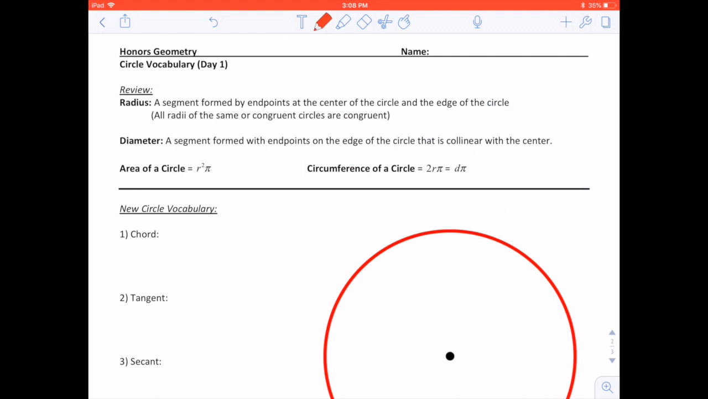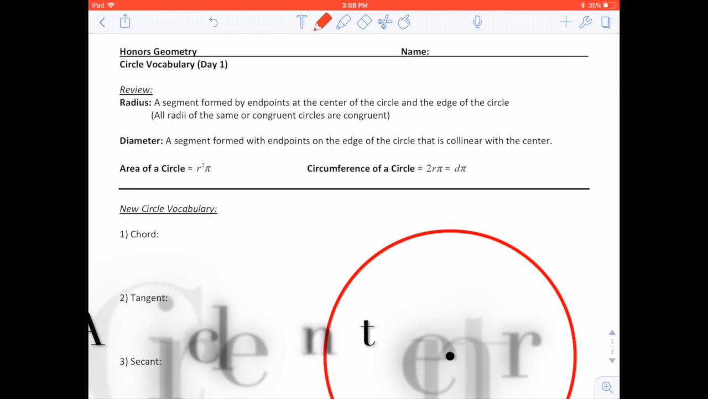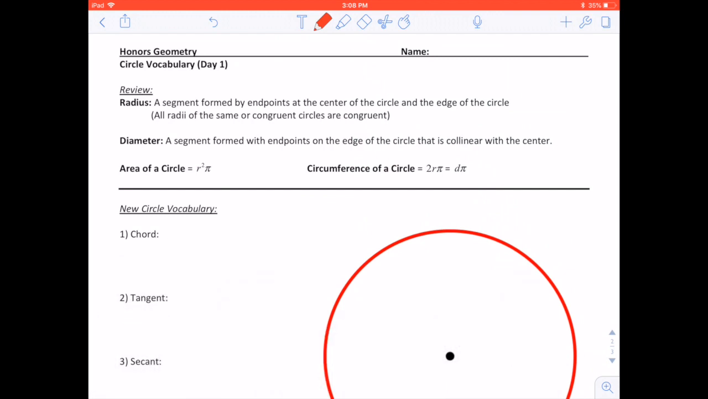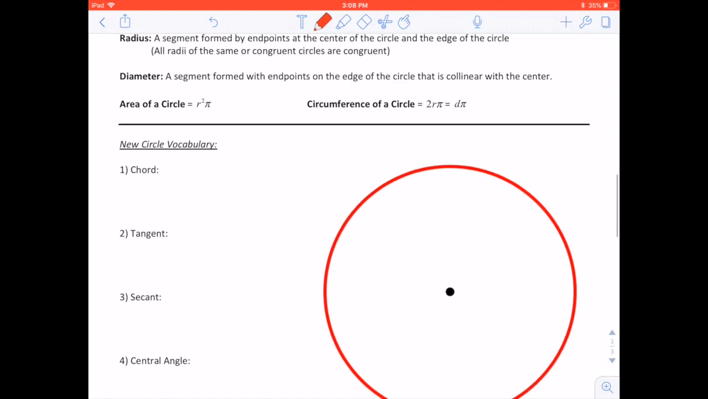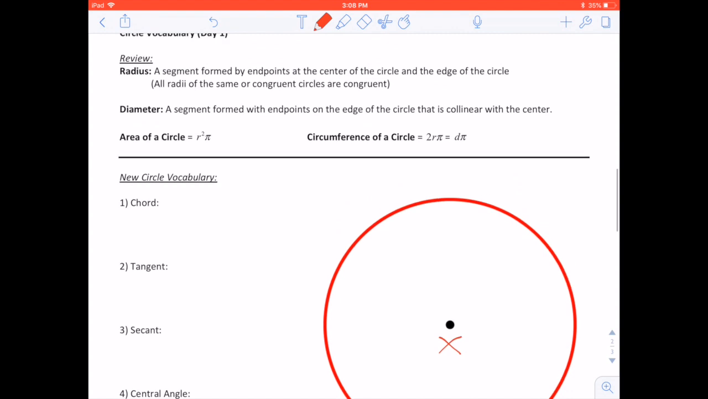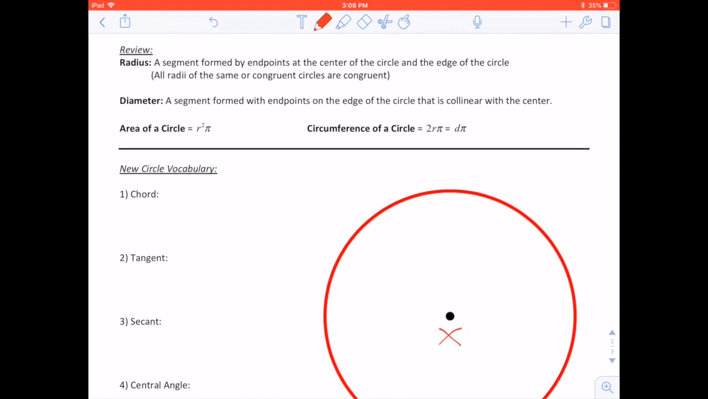So, to start off with what we know, a circle is a set of all points that are equidistant from the center point. Circles are named by their centers, so if I put an X right here, this would be called circle X. The radius that I draw is a segment formed by endpoints at the center of the circle and the edge of the circle. So X is my center, and the edge is going to be somewhere out here. Let's call this Y. XY is a segment that would dictate my radius.